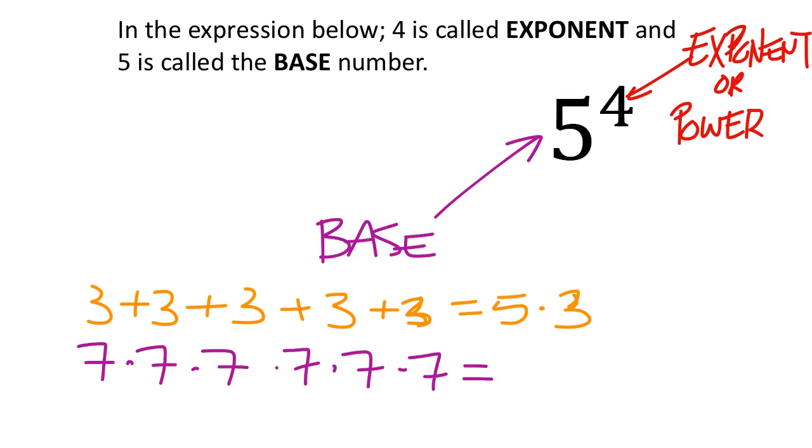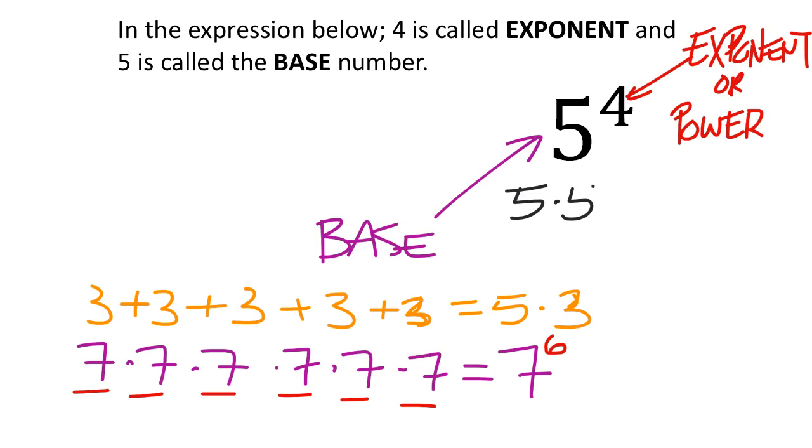So math people were like, we got to find a way to simplify this, just like we did with addition. And that's where exponents came into place. So they said, look, what number are we multiplying together all the time? 7 in this case, right? And then they said, well, how many 7s are there? And they counted 1, 2, 3, 4, 5, 6 7s multiplied together, and that is what they call an exponent, okay?